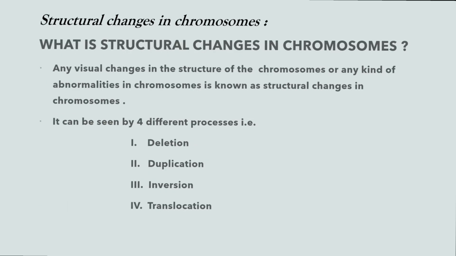So then, let's discuss the structural changes in chromosome. What are the structural changes in chromosome? Any visual changes in the structure of chromosome or any kind of abnormalities in the chromosome is known as structural changes in chromosome. It can occur by four different processes. First one is deletion, then duplication, then inversion, and then translocation. Let's discuss each and every process in detail.